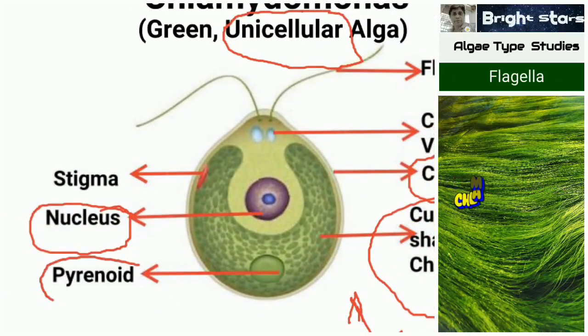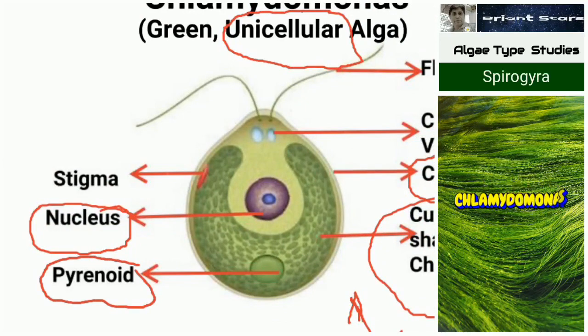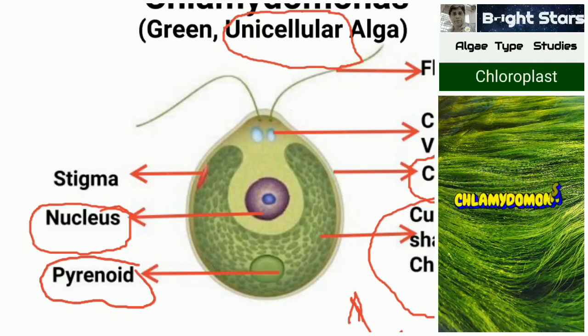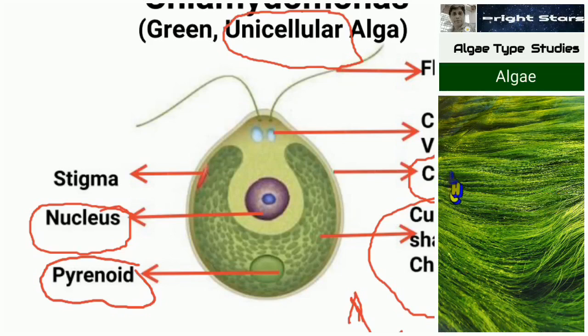So this pyrenoid is useful for storing starch. It is a green alga. It does photosynthesis. During that process, carbohydrate starch is produced. Excess starch is stored in the form of a pyrenoid.